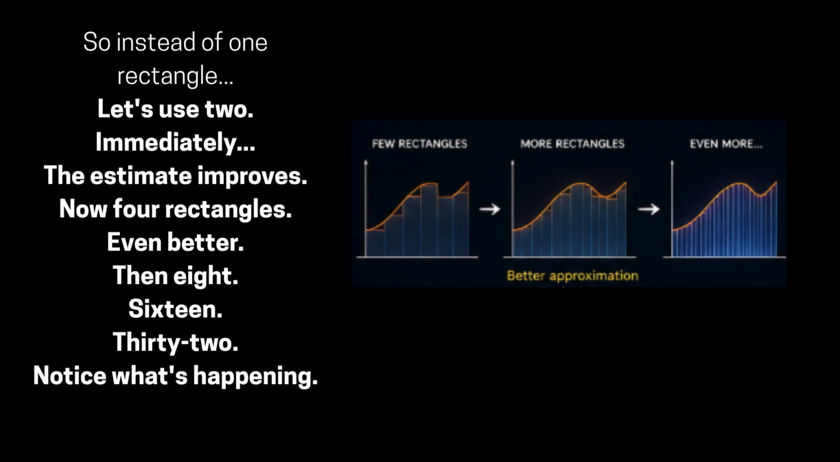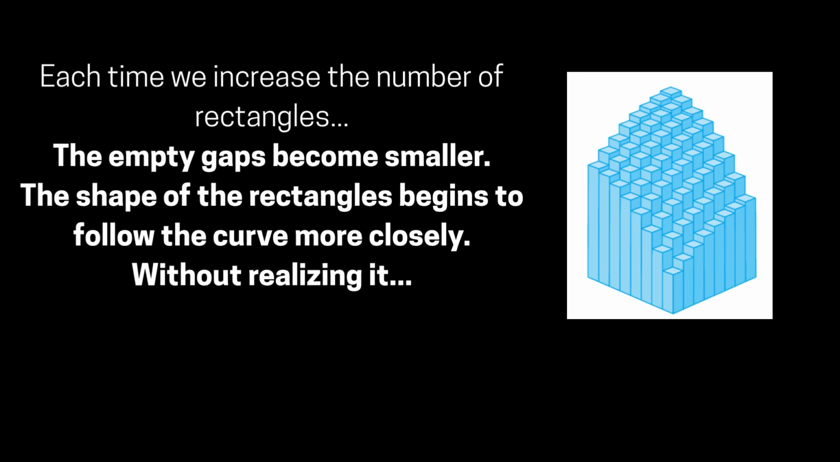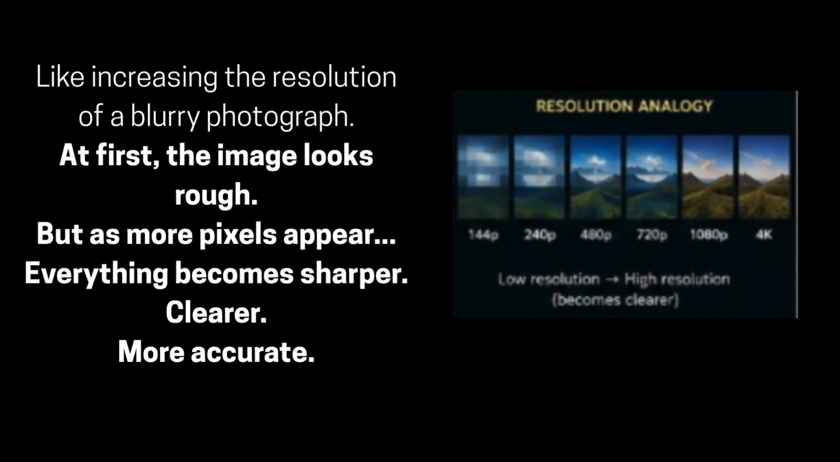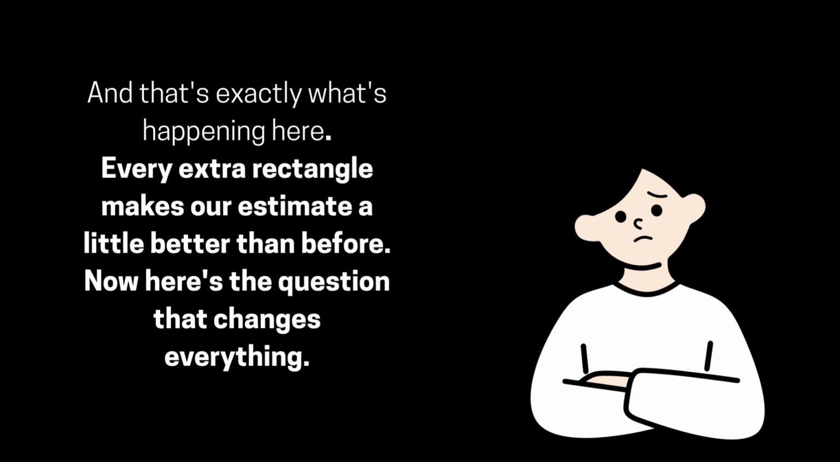Notice what's happening. Each time we increase the number of rectangles, the empty gaps become smaller. The shape of the rectangles begins to follow the curve more closely. Without realizing it, we're getting closer and closer to the real area. Not because our rectangles are becoming taller, but because they're becoming thinner. Every new rectangle captures just a little more detail, like increasing the resolution of a blurry photograph. At first, the image looks rough, but as more pixels appear, everything becomes sharper, clearer, more accurate, and that's exactly what's happening here. Every extra rectangle makes our estimate a little better than before.